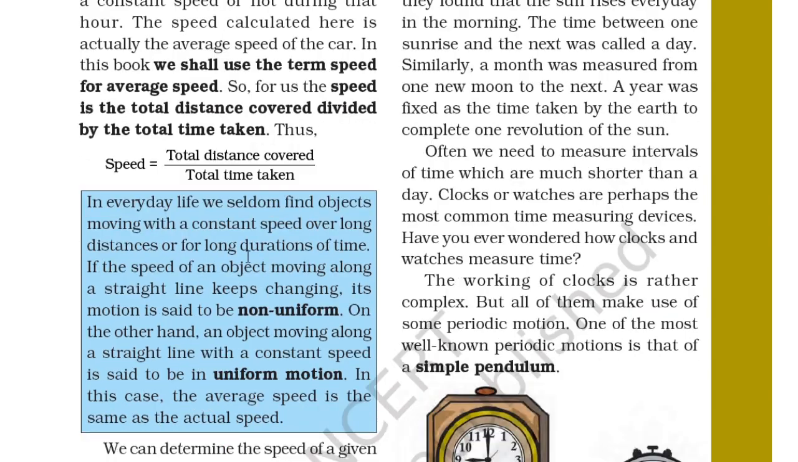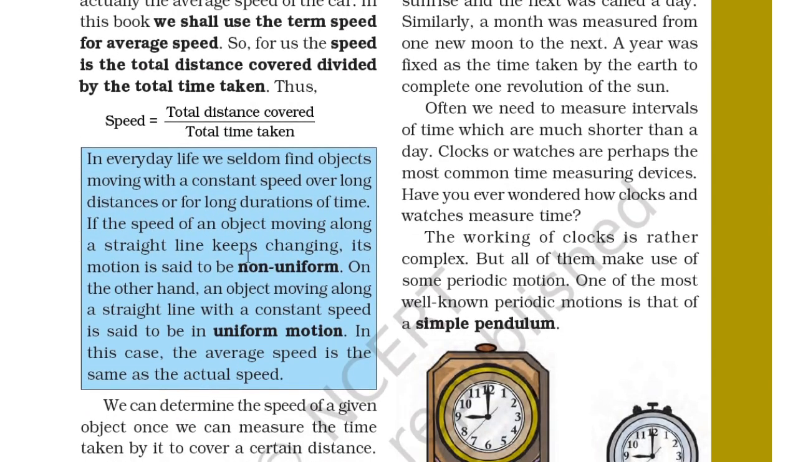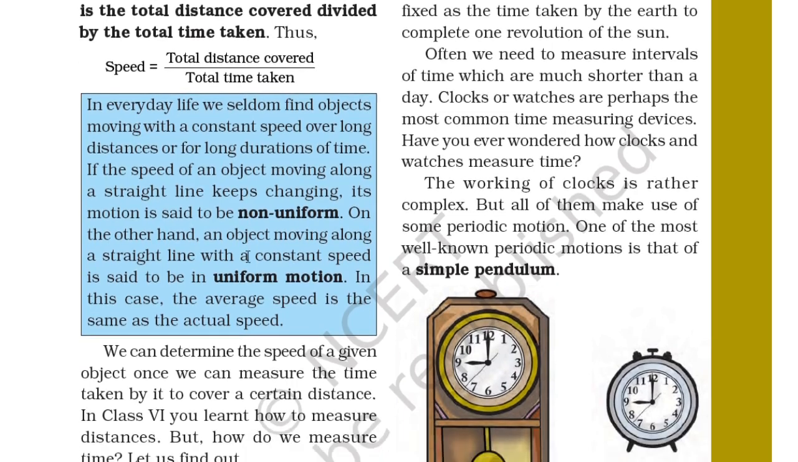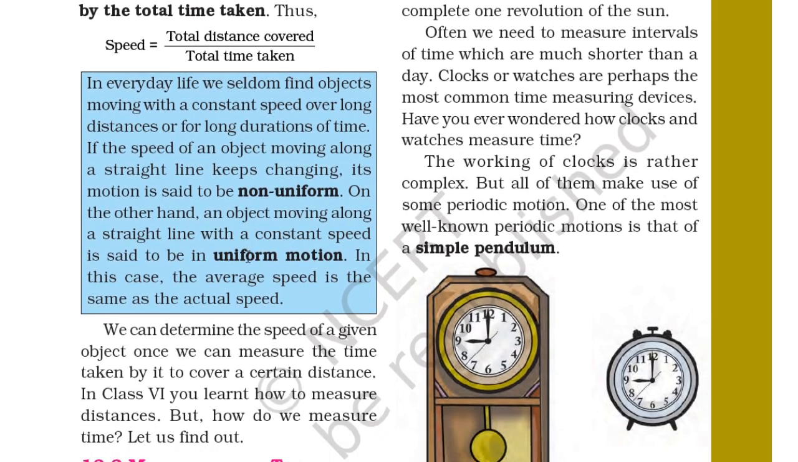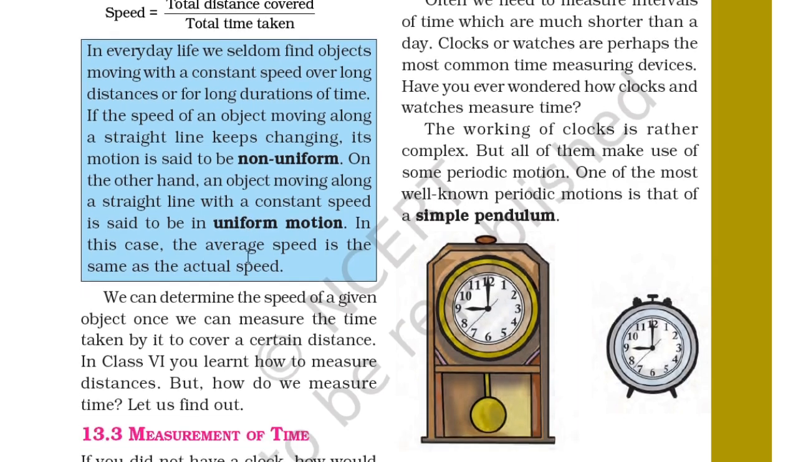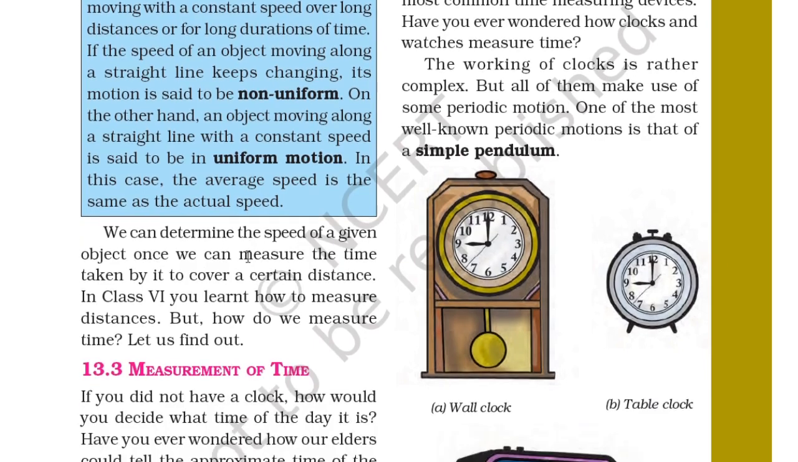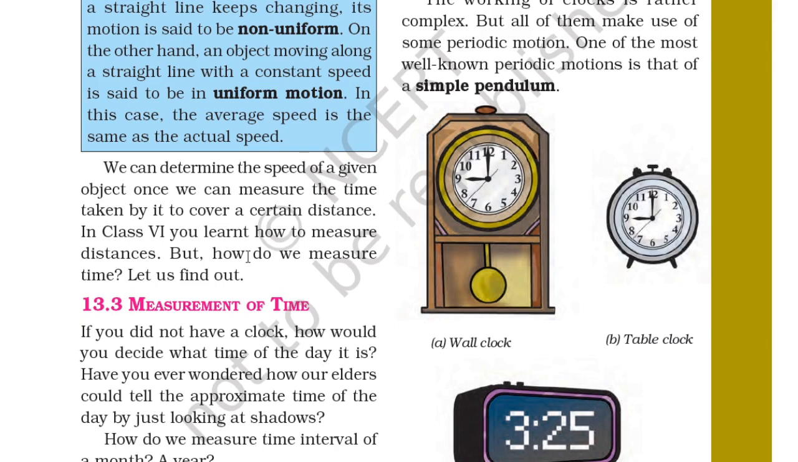In everyday life, we seldom find objects moving with a constant speed over a long distance or for longer durations of time. If the speed of an object moving along a straight line keeps changing, its motion is said to be non-uniform. On the other hand, an object moving along a straight line with a constant speed is said to be in uniform motion. In this case, the average speed is the same as the actual speed.